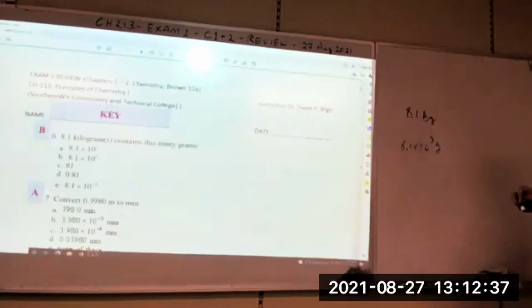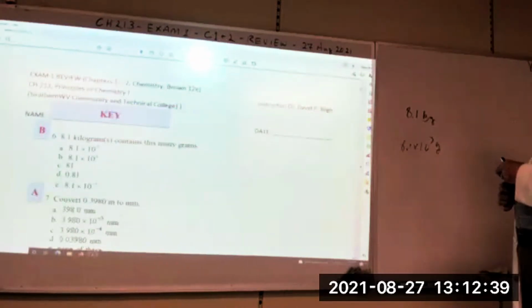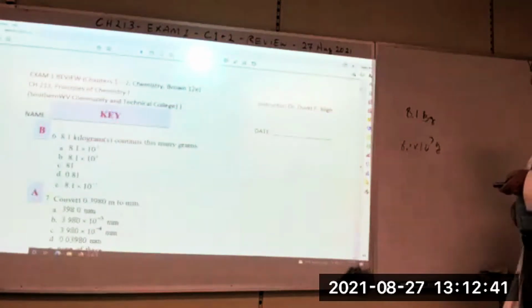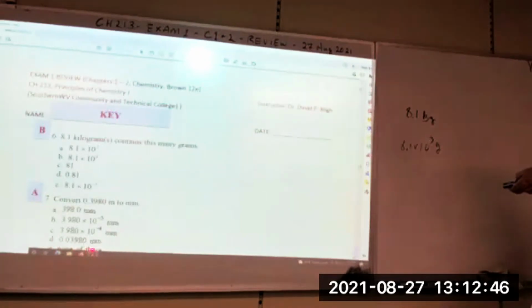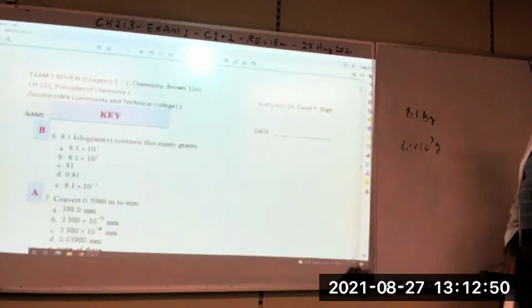So 8.1 times 10 to the third grams. How about, let's see, this one says none of these. So when you see one like that, all of these or none of these, then you got to look at every one.